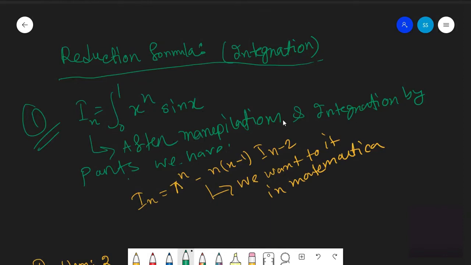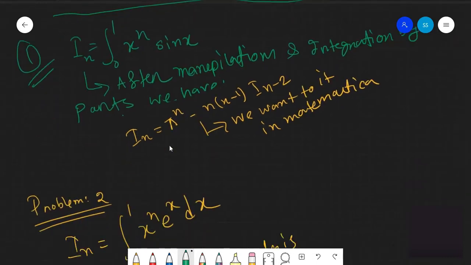And if I do integration by parts, after a few lines of integration by parts, I get this recursion relation: I of n equals pi to the power n minus n times n minus 1 times I of n minus 2. This is the recursion I have after a few steps of integration by parts. And this is very painful doing by hand. And even in some cases some of the integrals diverge. So by doing it by hand and without plotting, there is no easy way to tell whether this integral converges or diverges. So that's why we want to do it in Mathematica.